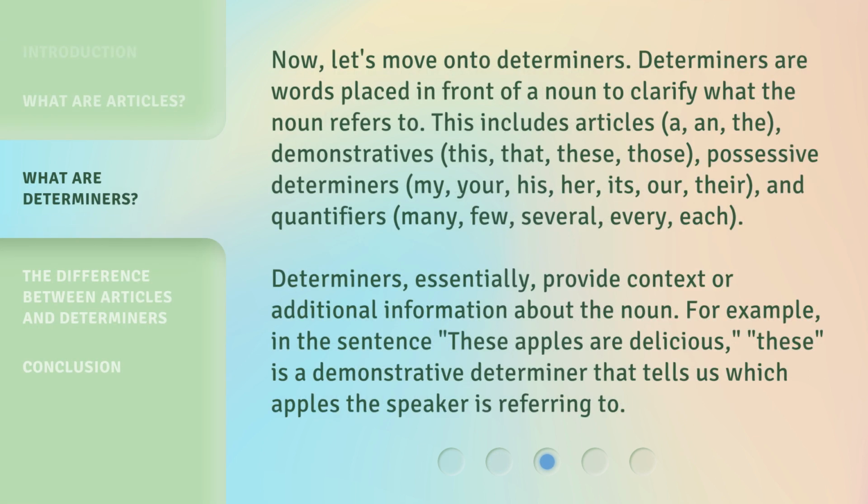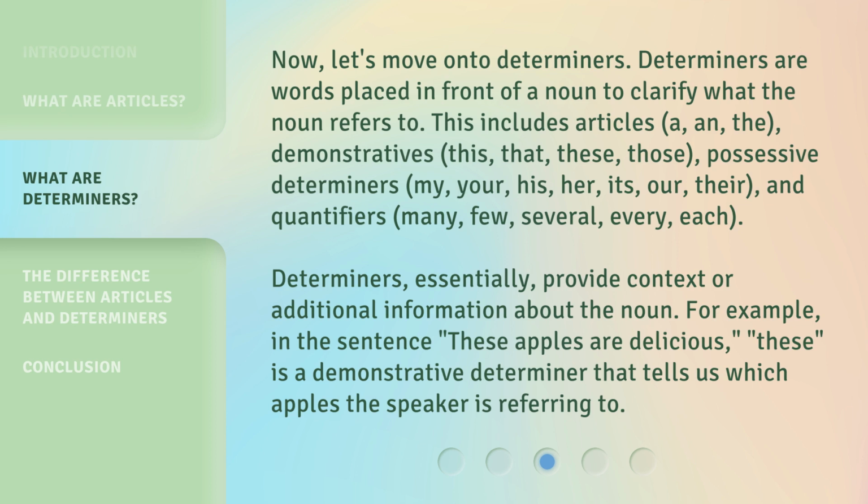Now, let's move on to determiners. Determiners are words placed in front of a noun to clarify what the noun refers to. This includes articles a, an, the; demonstratives this, that, these, those; possessive determiners my, your, his, her, its, our, their; and quantifiers many, few, several, every, each. Determiners, essentially, provide context or additional information about the noun.